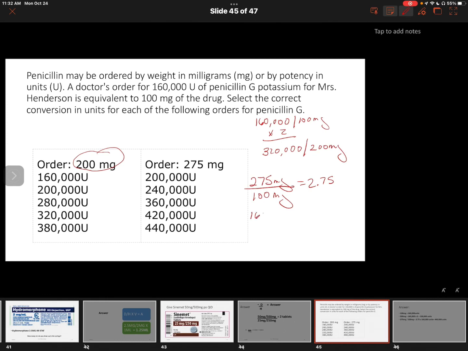So 160,000 times 2.75 gives that 440,000 international units. So it's this one and it's this one.